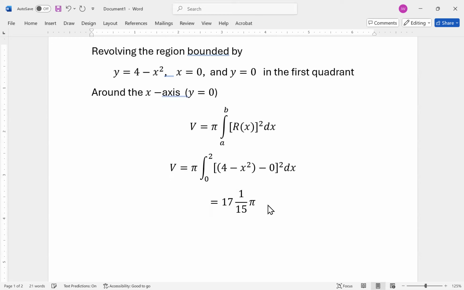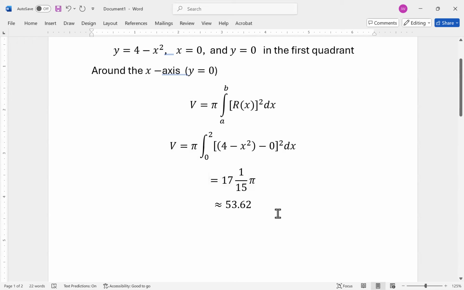If you do the multiplication, that's approximately 53.62 rounding to 2 decimal places. It won't always come out to a really nice number times pi. Sometimes it does, sometimes it doesn't. Here, this is pretty nice, this rational number times pi. But that's it. That's the idea. Again, radius is top of the rectangle down to the line you're rotating it around.